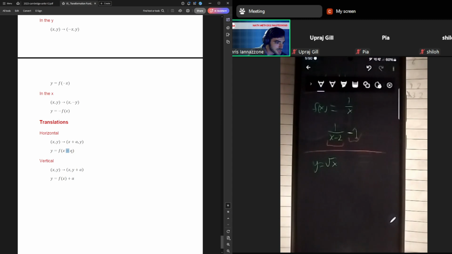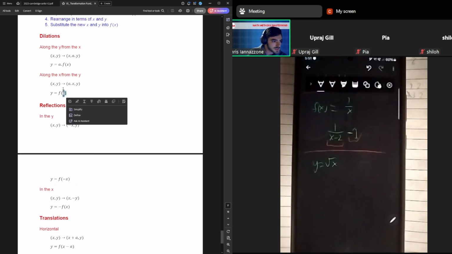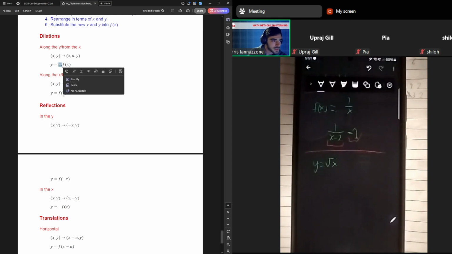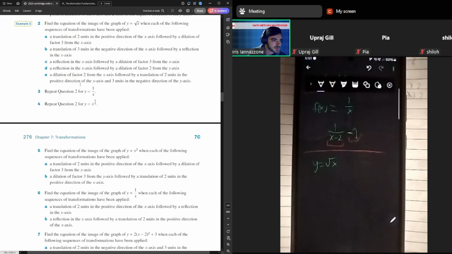Translation in the positive direction looks like a negative for the horizontal, looks like a positive for the vertical. There's a whole bunch of different rules for different things, and if you're not super confident with them, then you can definitely get caught out on that. Basically, instead of dividing by the factor, you should have multiplied, but otherwise everything else is fine.